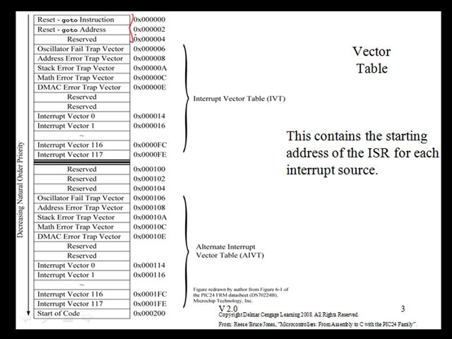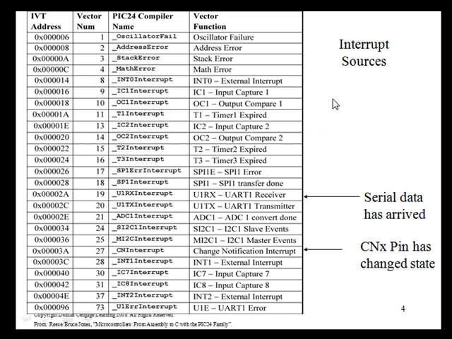Recall that location 0 is reserved for the very first instruction that is executed, which simply is a go-to to the C startup code in our programs. After that are some locations called interrupt vectors. These locations contain the address of the interrupt service routine for each possible interrupt source that the PIC24 supports. There are many interrupt sources on the PIC24 microcontroller. We're going to discuss some of them. We won't be able to cover all of them.